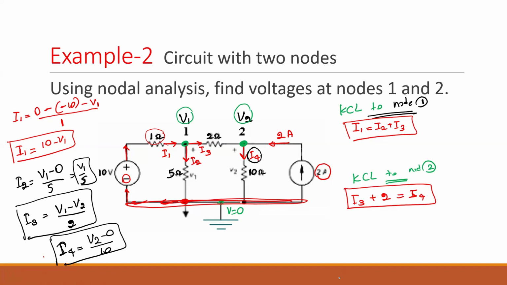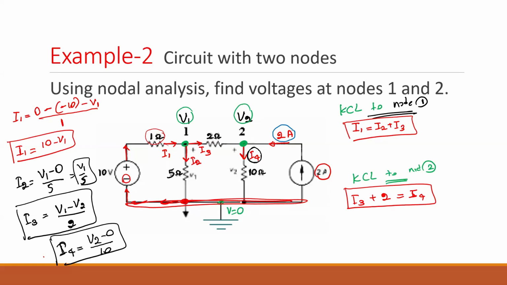Don't you also have I5? No, we don't have, because we can put it as I5, but it is straightforward. It is given as 2 amps. So we already know the current in that branch. It's a known value.